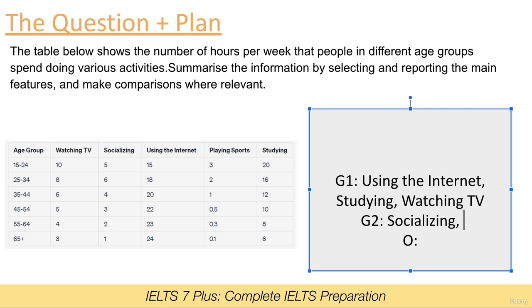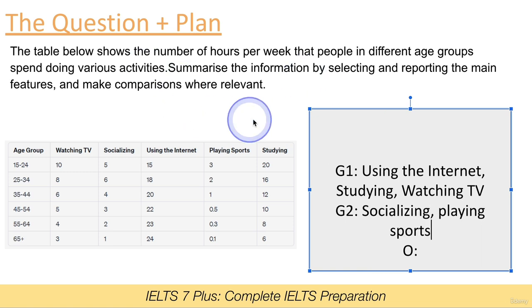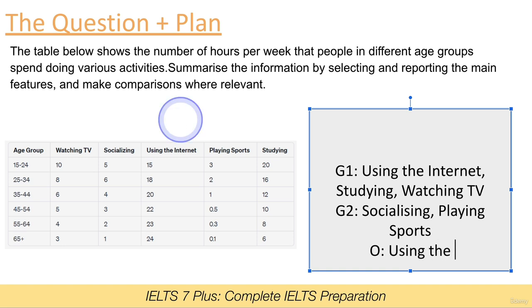Socializing, that's with a Z, obviously. We'll talk about it with an S, as this is British English. Maybe we'll change that there. Socializing and playing sports, there we go, just to keep continuity there. They're on the lower side of how people are spending their time. So people aren't doing this as much as watching TV, for example. Okay, so the overview then. Let's talk about using the internet.